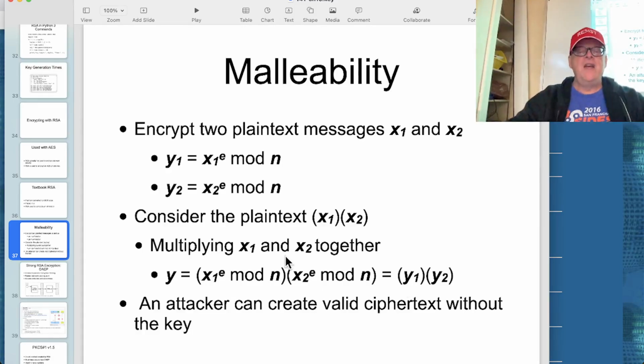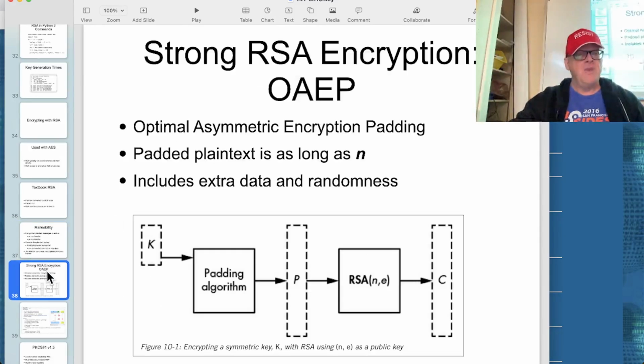This is called existential forgery. I shouldn't be able to make any valid encrypted message without knowing the key, but I can. I can multiply together 2 ciphertexts and create a valid ciphertext, and that's a weakness of an encryption system. You don't want that. It should be that anybody, even if they look at all the ciphertext they want, can't find the key and can't forge anything that looks right. That's what you would like. So this is a weakness of textbook RSA.